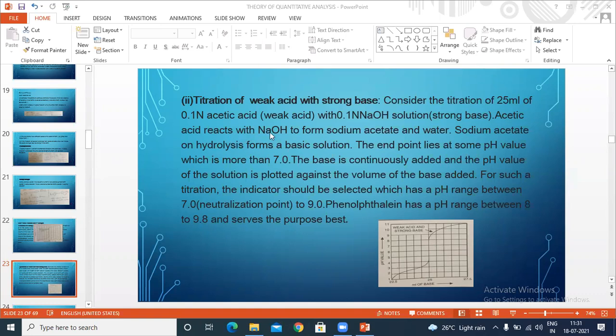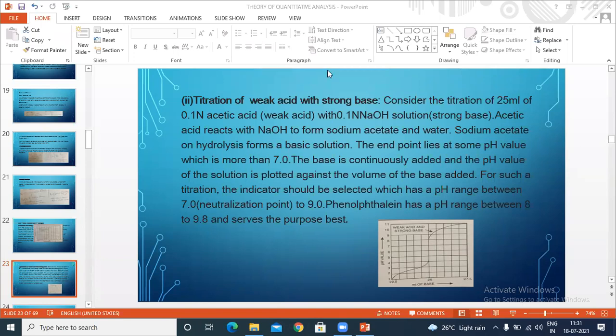Acetic acid reacts with sodium hydroxide to form sodium acetate and water. The reaction is CH3COOH, acetic acid, plus NaOH, which gives CH3COONa, sodium acetate, plus water. Sodium acetate on hydrolysis forms a basic solution. So if sodium acetate undergoes hydrolysis, that means reaction with water, we expect once again sodium hydroxide and acetic acid. Sodium hydroxide is a basic solution.